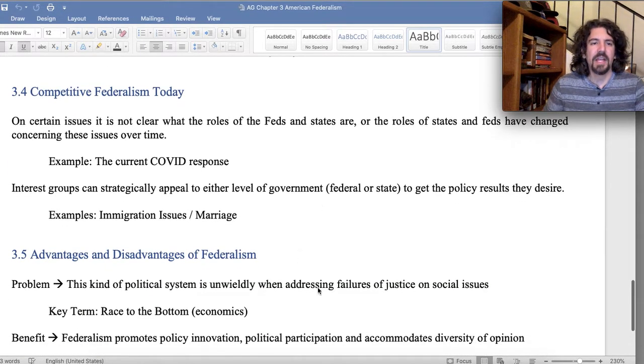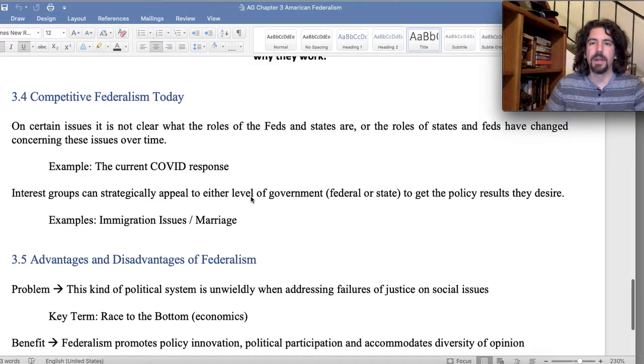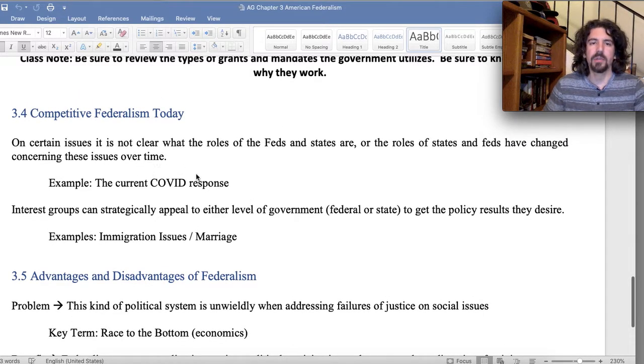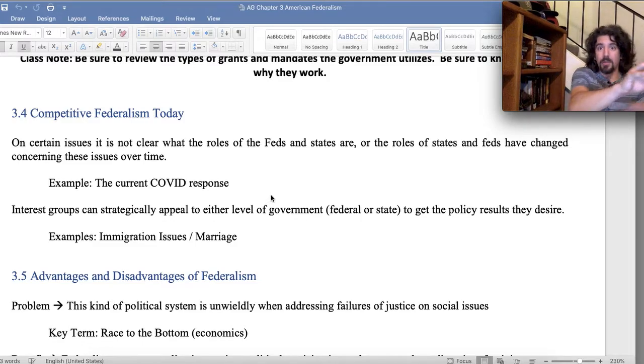Then we get this idea towards the end about competitive federalism. It's this idea that there's 50 states doing 50 different things. It's supposed to be like an experiment. On certain issues it's not clear what the role of the federal government is, and they change, so again, the example of the current corona response. You can see what Nevada's doing and go, oh, that's working, that's not. Oh, Texas did it a different way. So we all know these different states have different things, and so we can learn from their mistakes.